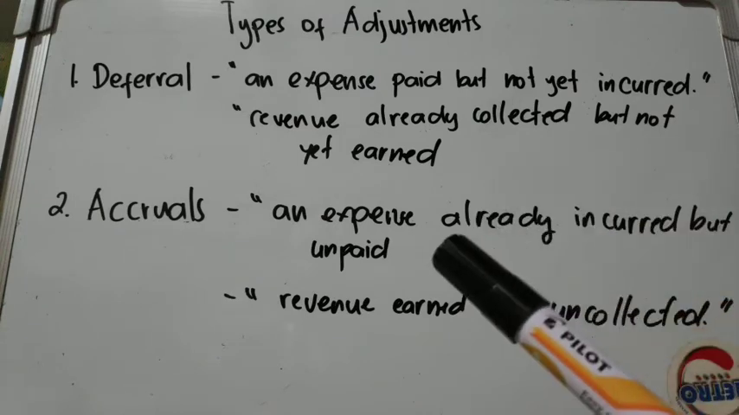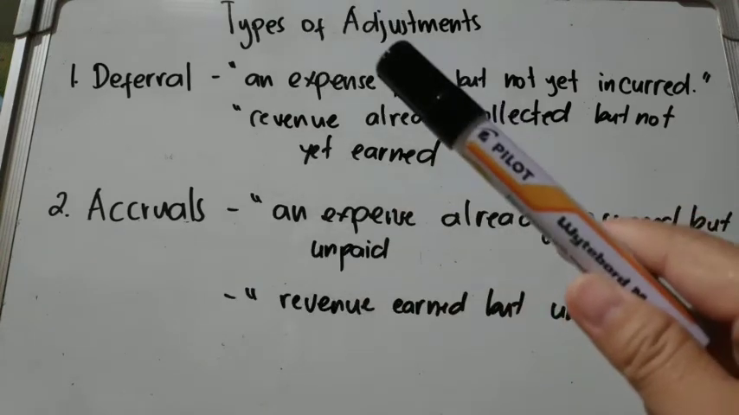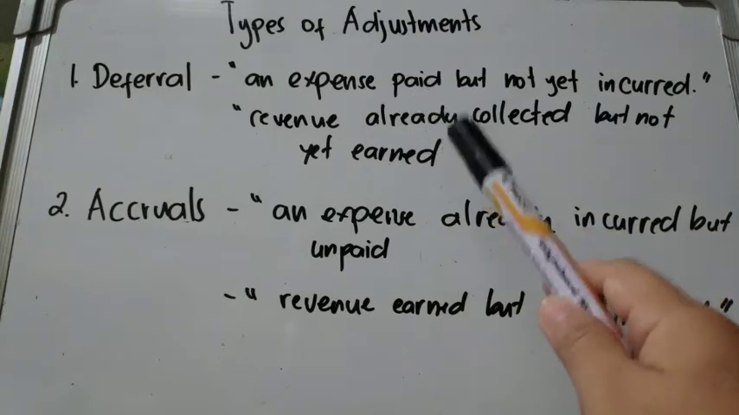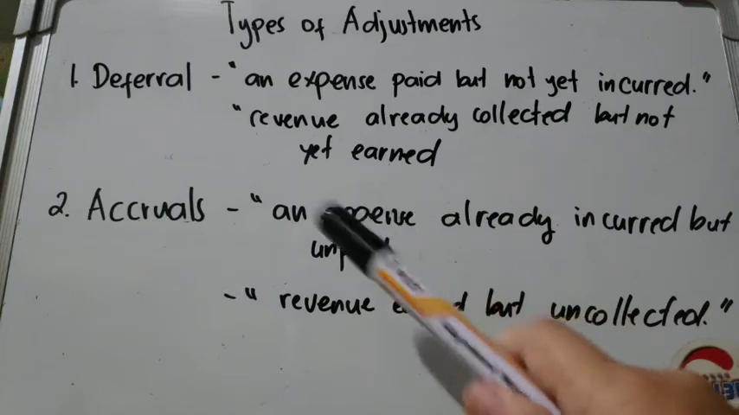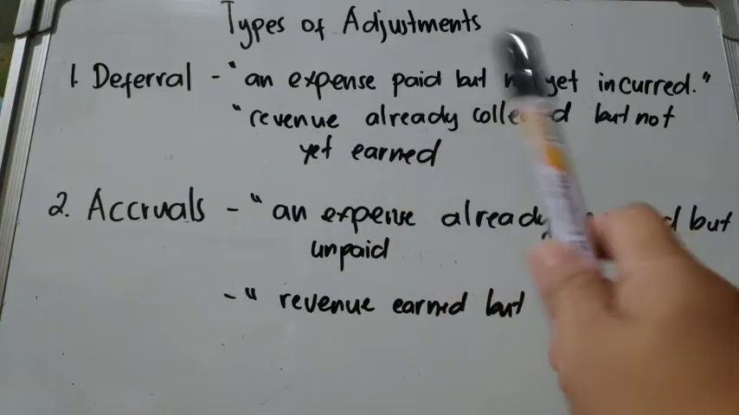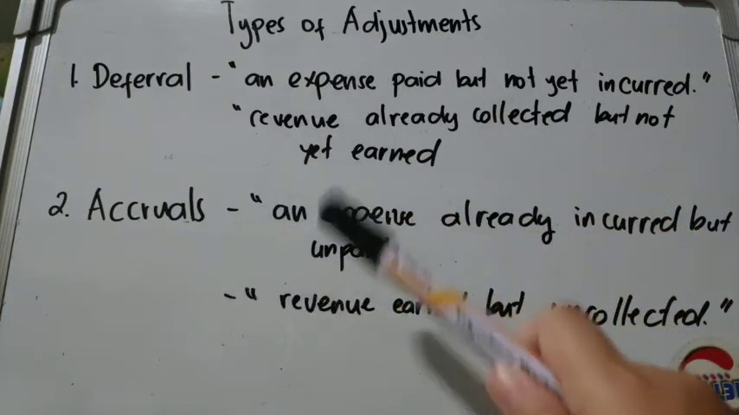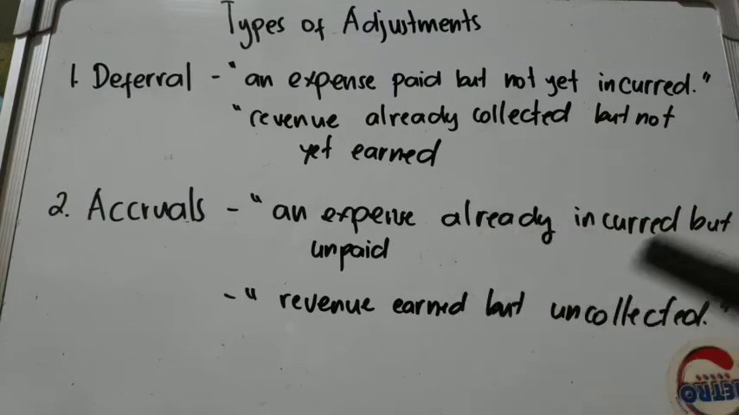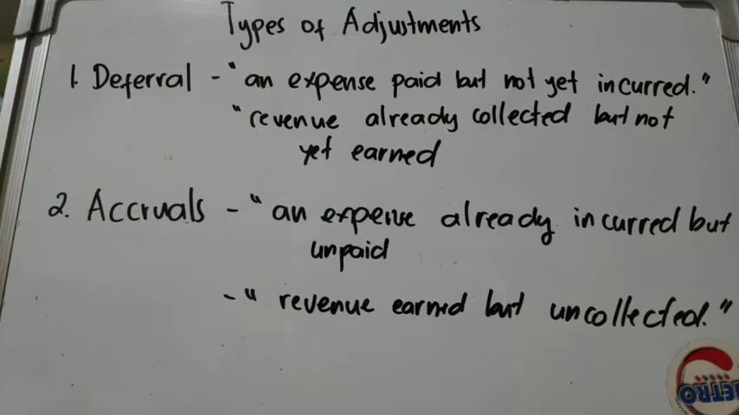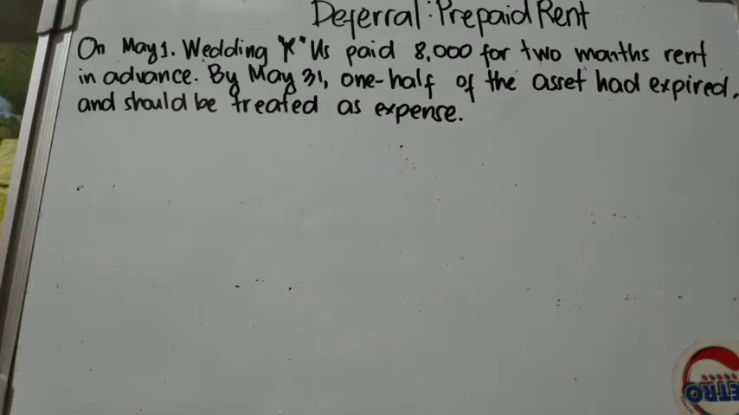Now we will proceed to the type of accounts in connection with each of the types of adjustment. So for deferral, we have prepaid expenses and others, and for accruals, we have salaries, expenses, and others. So we will discuss that in this video. Okay, class, we will first talk about deferral. In the deferral, we will specifically discuss the prepaid rent.